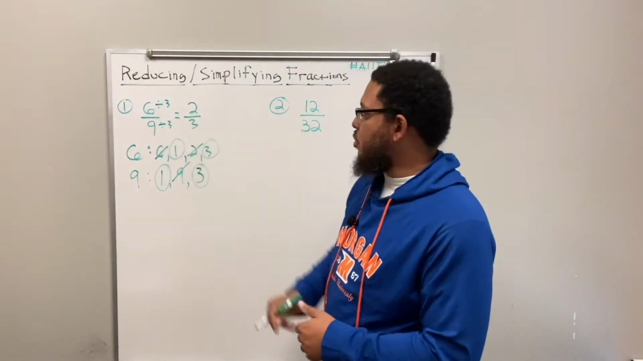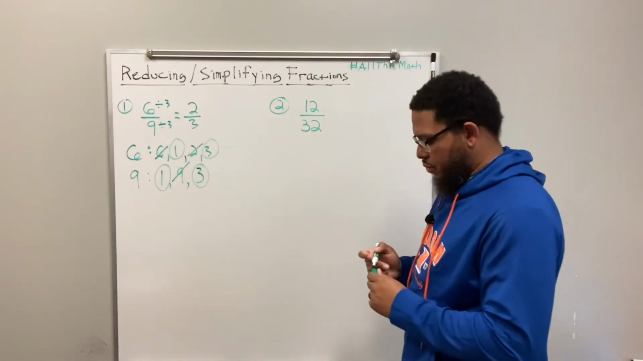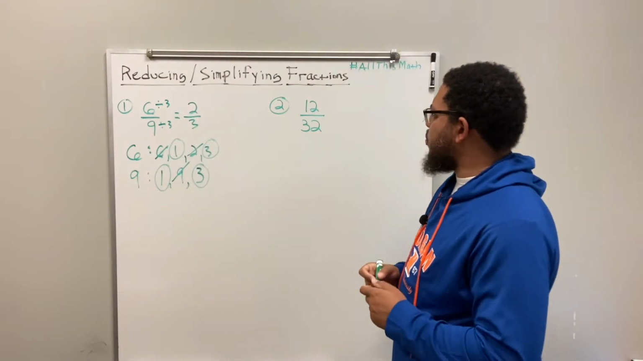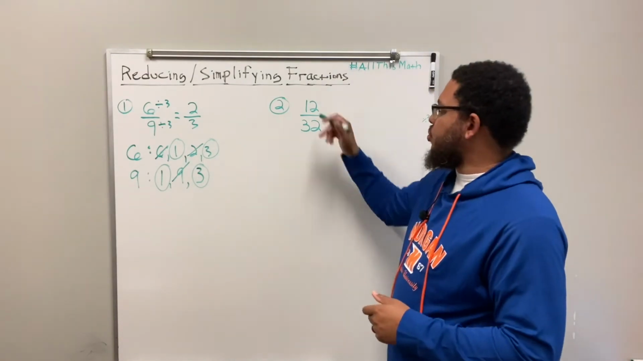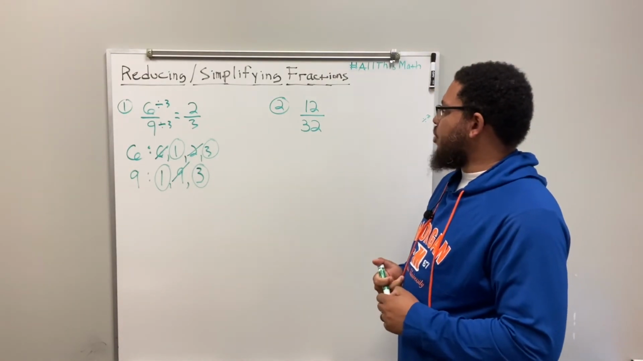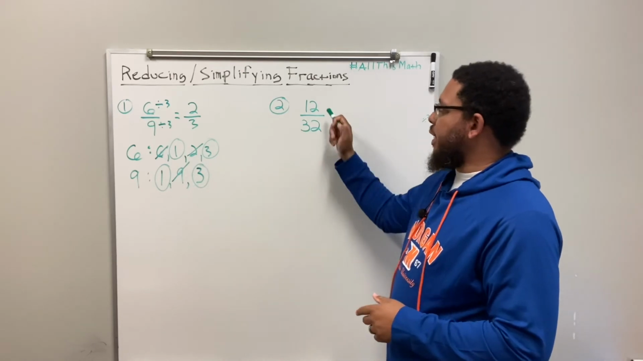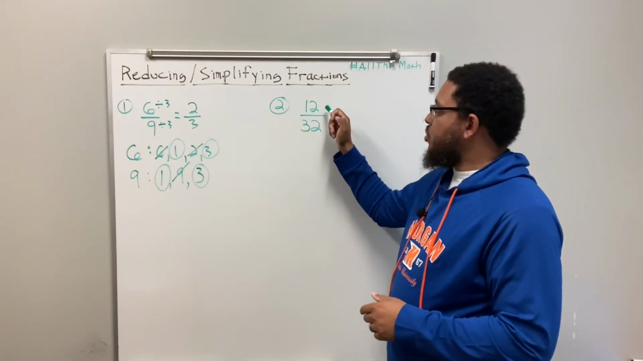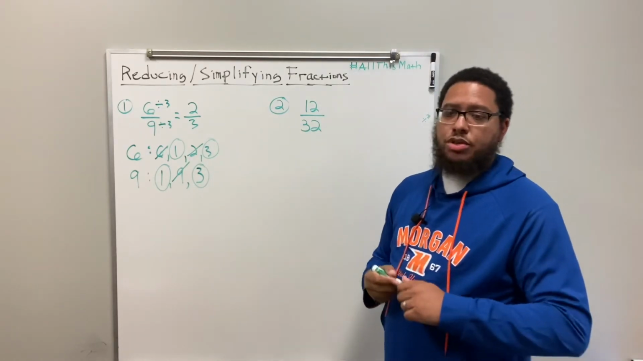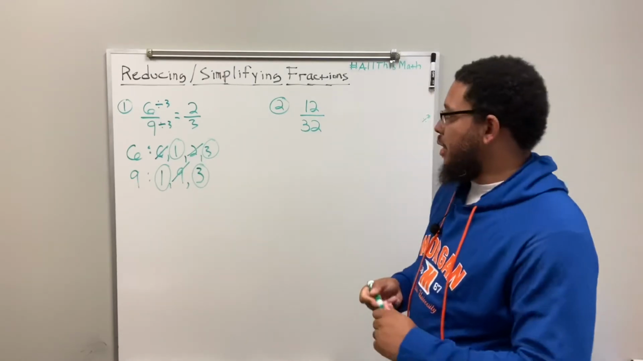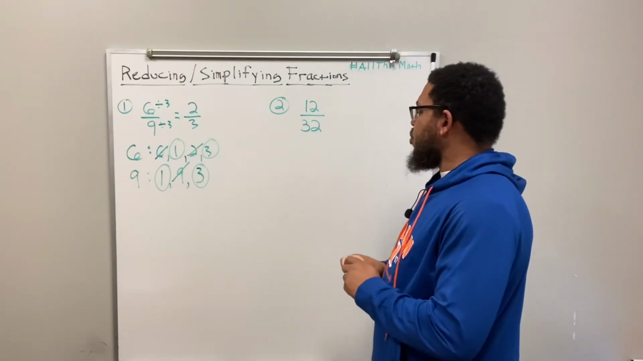So 6/9 is equal to 2/3. All right, let's slide over here to number 2. Number 2, we got 12/32. Now, I know I can reduce this because I know that these are both even numbers. So if they're even numbers, they're definitely divisible by 2. So if that's the case, then we can break this down.